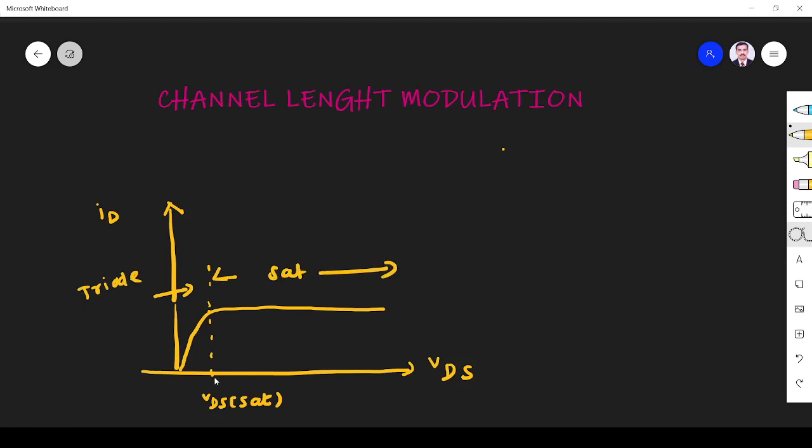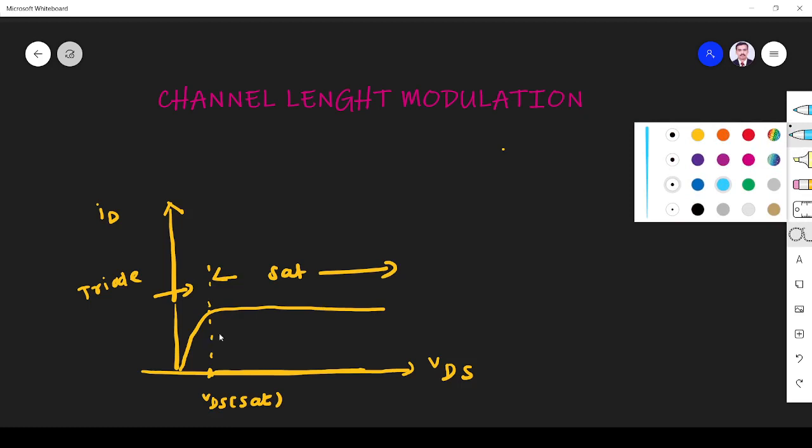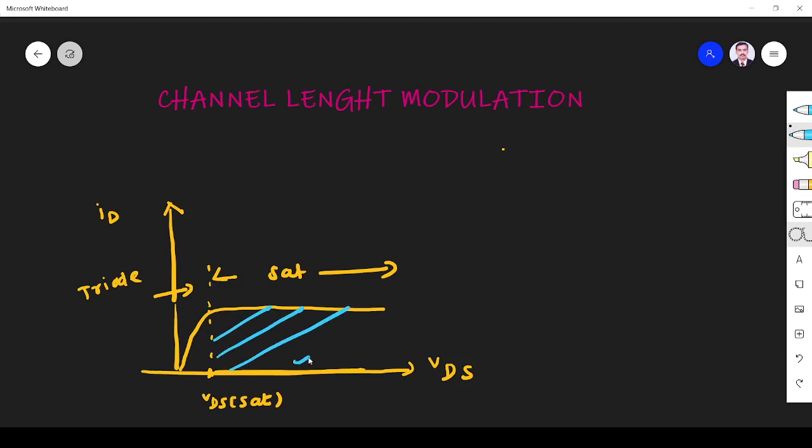When VDS is greater than VDS sat, the MOSFET will enter into the saturation region. So these are all the saturation region on this side. You see what the slope is? Here slope is dy by dx. The y-axis is dID and the x-axis is dVDS. In the ideal condition, when VDS increases, ID remains constant. So the change in ID is 0, so the slope is 0, ideally.